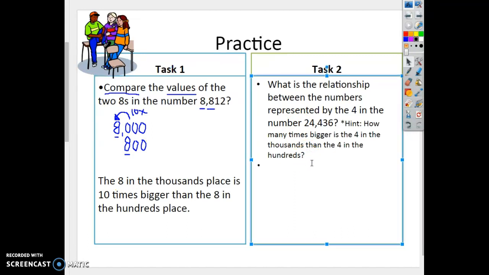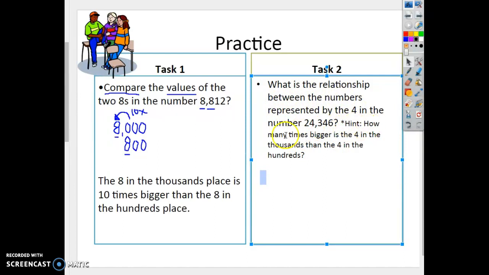All right, next problem. What is the relationship between the numbers represented by the 4 in the number 24,346? So this is really just another way of doing what we did on the left side for task 1, but I just want you to be exposed to this kind of language, because the book might ask you to compare. It might ask what the relationship is, but it's really asking you to do the same thing.